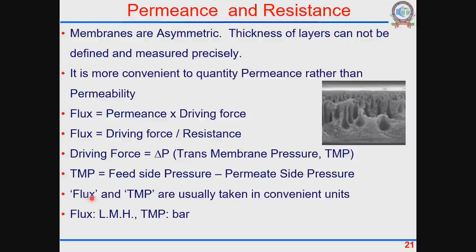Again, flux can be taken in any convenient unit we want, say for example liters per meter square per hour, and transmembrane pressure can be taken in any convenient units we want, say for example bar. Then permeance would automatically take the units of flux divided by driving force.